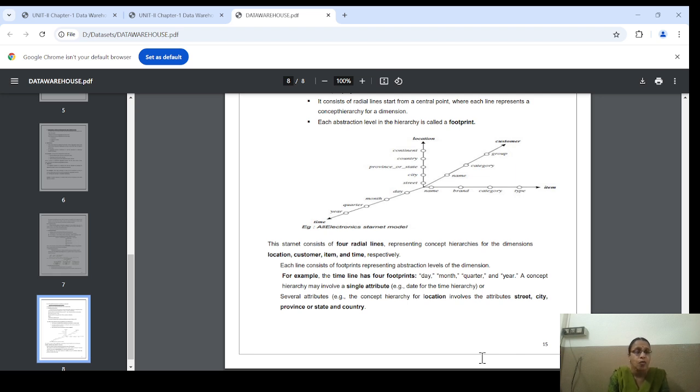A concept hierarchy may involve a single attribute, like date for the time hierarchy, or several attributes. The concept hierarchy for location involves the attributes street, city, province or state, and country.